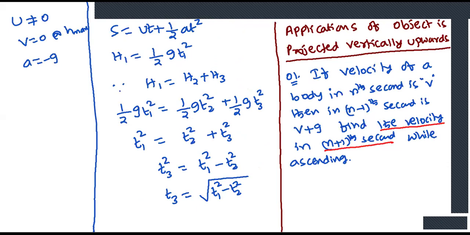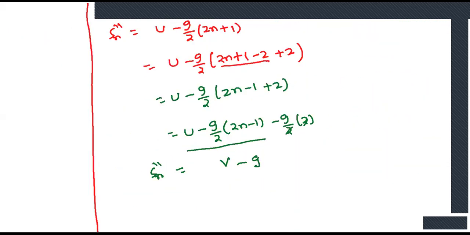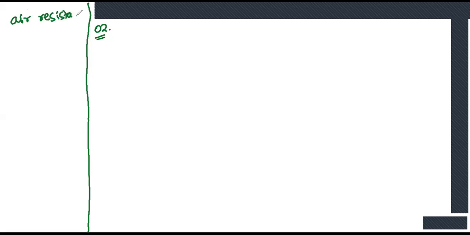First application. Next, second application, in this vertical upwards. Now we derive the equations of motion by neglecting air resistance. By neglecting air resistance, we got the equations of motion as v equal to u plus at, and x equal to ut plus half at square, and then v square minus u square equal to 2ax.